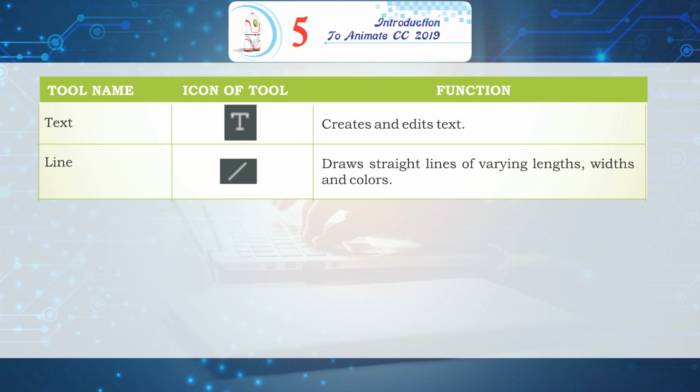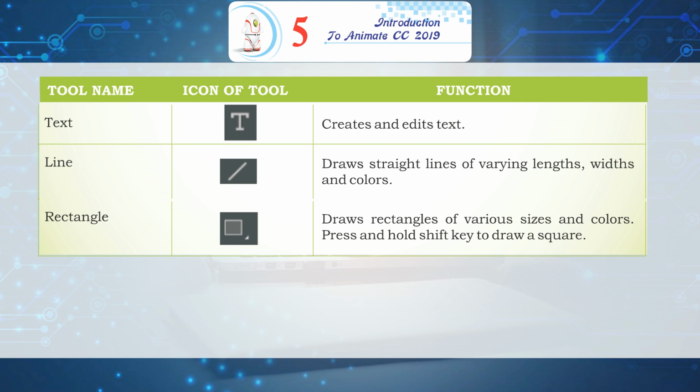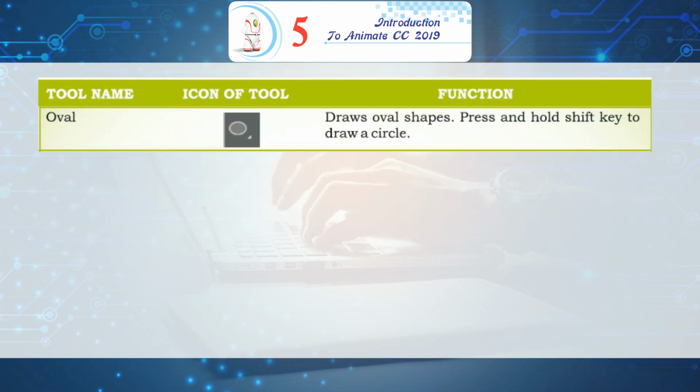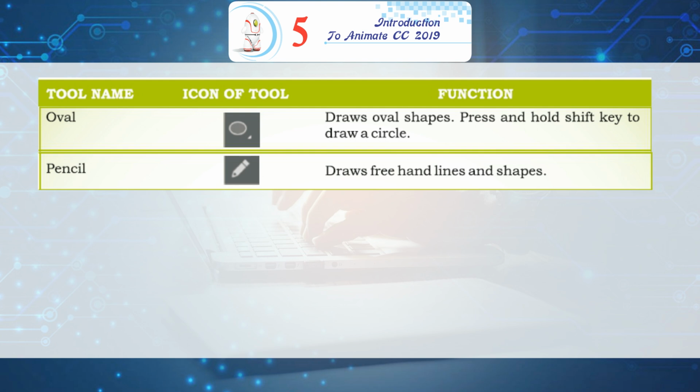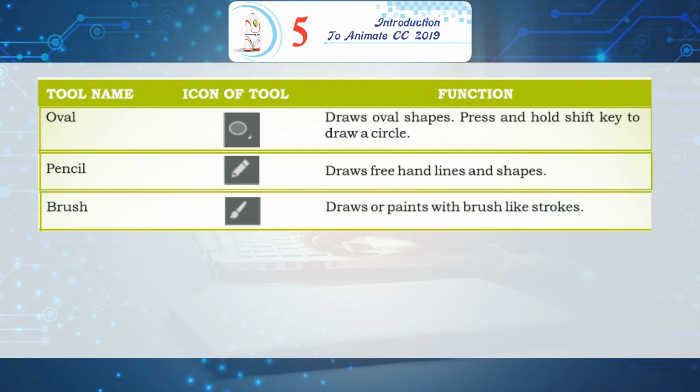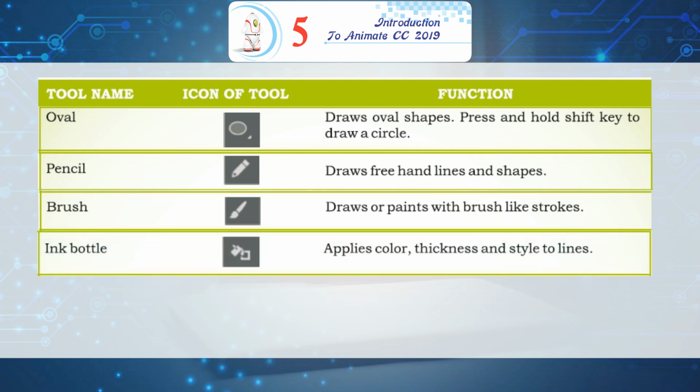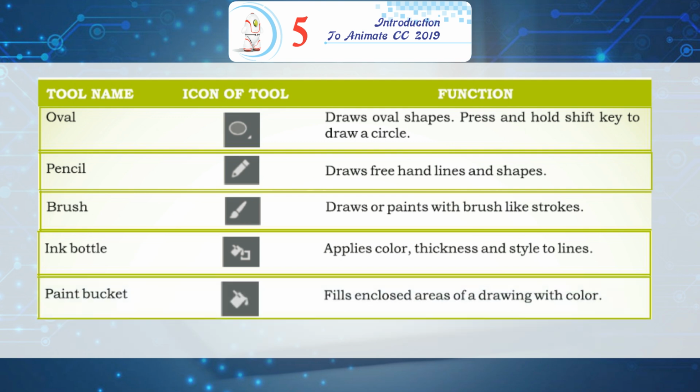Line draws straight lines of varying lengths, widths, and colors. Rectangle draws rectangles of various sizes and colors. Press and hold the Shift key to draw a square. Oval draws oval shapes. Press and hold the Shift key to draw a circle. Pencil draws freehand lines and shapes. Brush draws or paints with brush-like strokes. Ink bottle applies color, thickness, and style to lines. Paint bucket fills enclosed areas of a drawing with color.